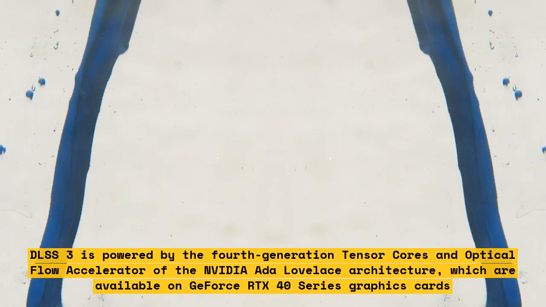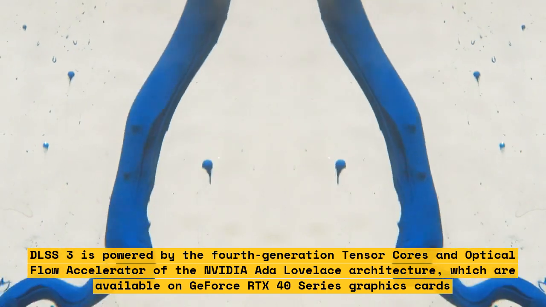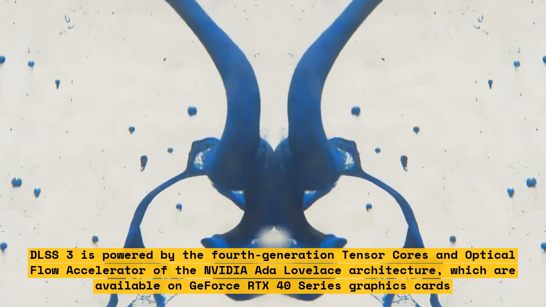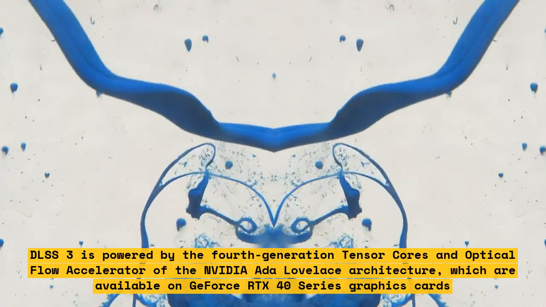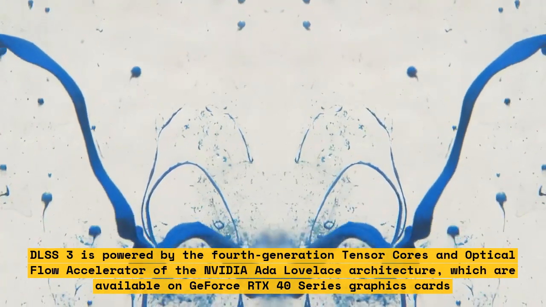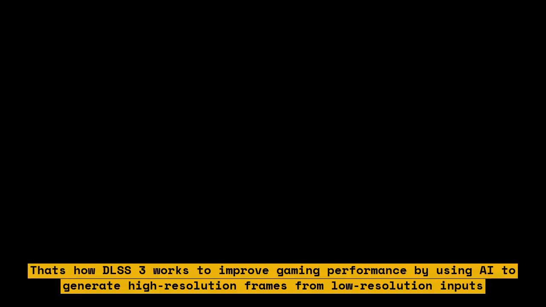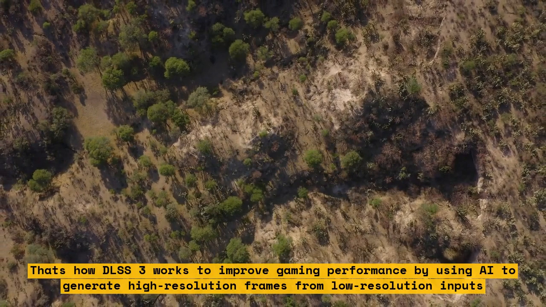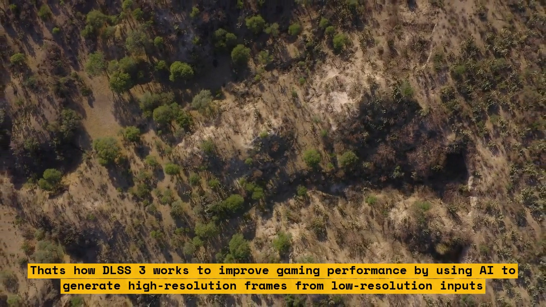DLSS 3 is powered by the 4th generation tensor cores and optical flow accelerator of the NVIDIA Ada Lovelace architecture, which are available on GeForce RTX 40 series graphics cards. That's how DLSS 3 works to improve gaming performance by using AI to generate high-resolution frames from low-resolution inputs.